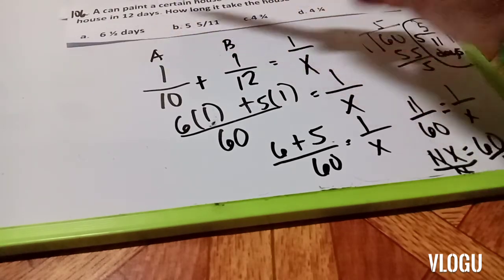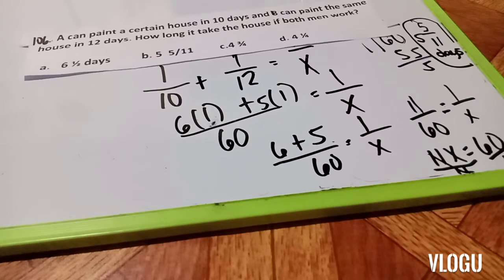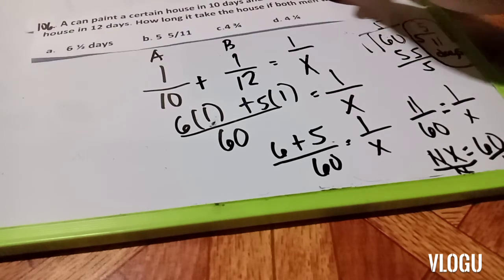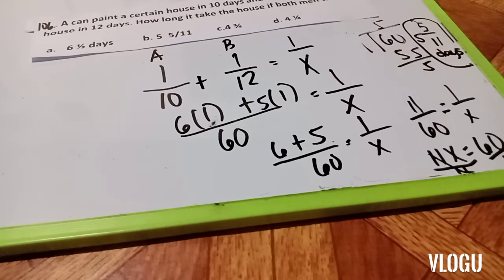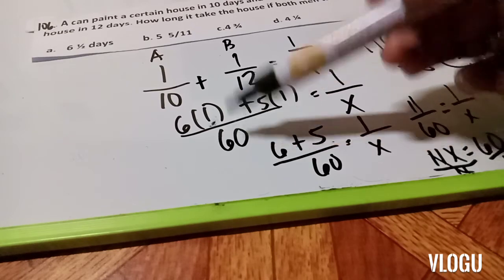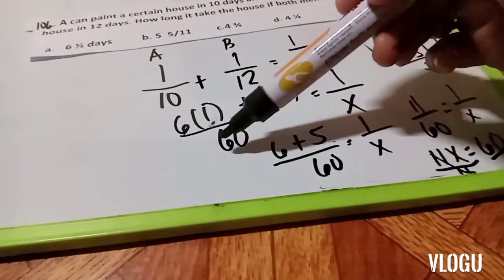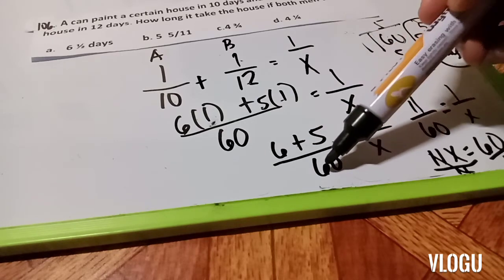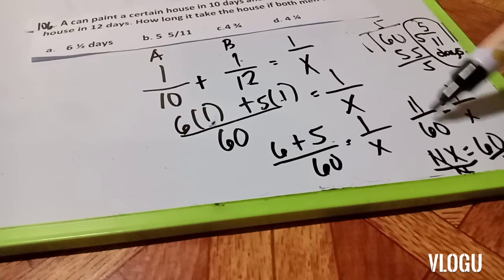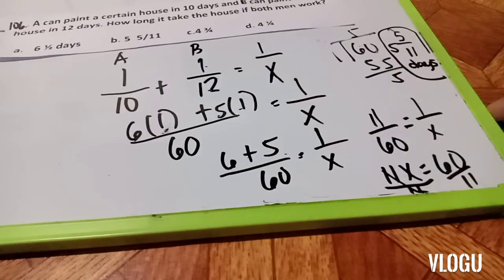So again, our problem is: I can paint a certain house in 10 days, and letter B is for 12 days. So we will proceed for A and then B. 1 over 10, 1 over 12. Take note, they are asking for how many days. So 1 over x. 60 divided by 10 is 6 times 1. 60 divided by 12 is 5 times 1. So 6 plus 5 will be 11 over 60, equals 1 over x. And then after that, cross multiply, we have 11x. And then we have 60 divided by 11.